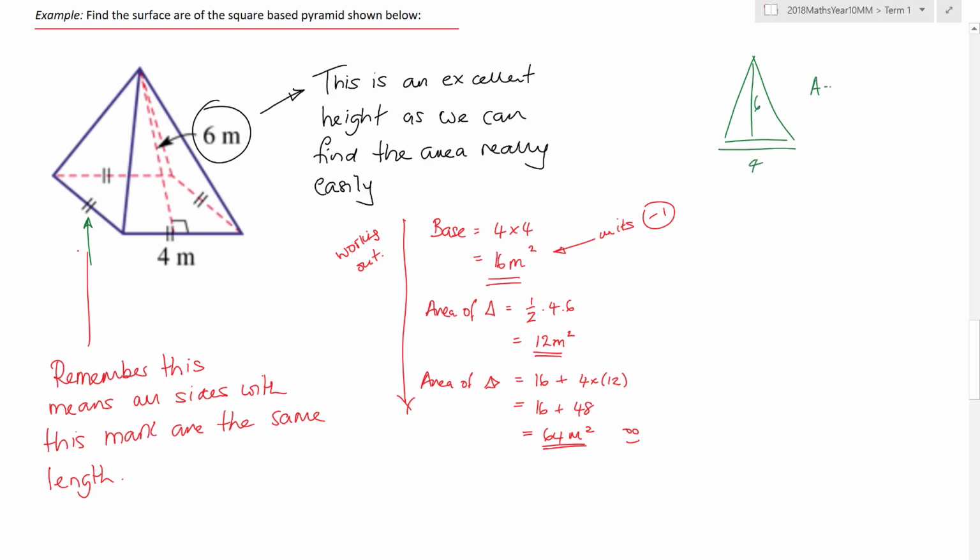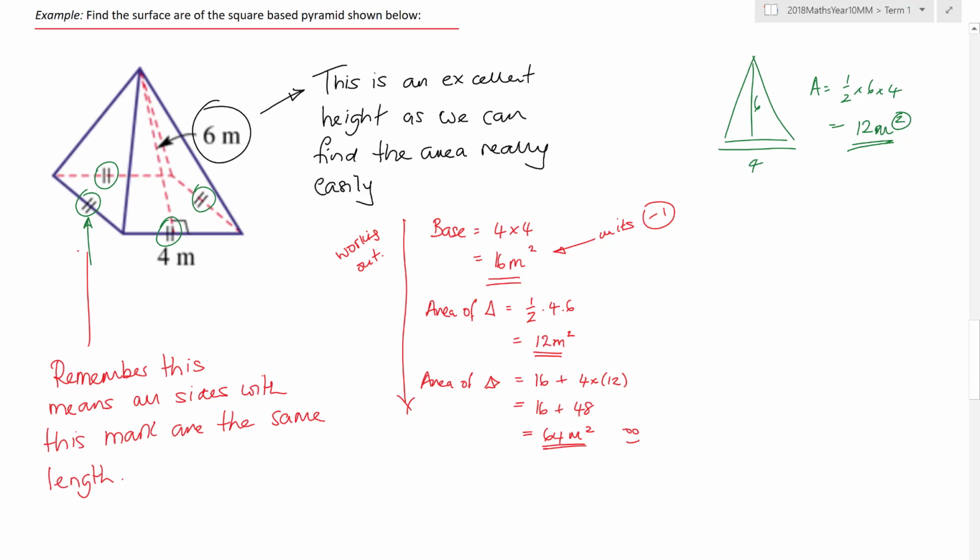So I can say the area of one triangle is a half times 6 times 4, which is 12, in this case, meters squared. Don't forget units are squared because it's area. Having found that one triangle, life is really, really good. What do we notice about these little marks? It tells me that it must be square. And so I can work out the area of the base.